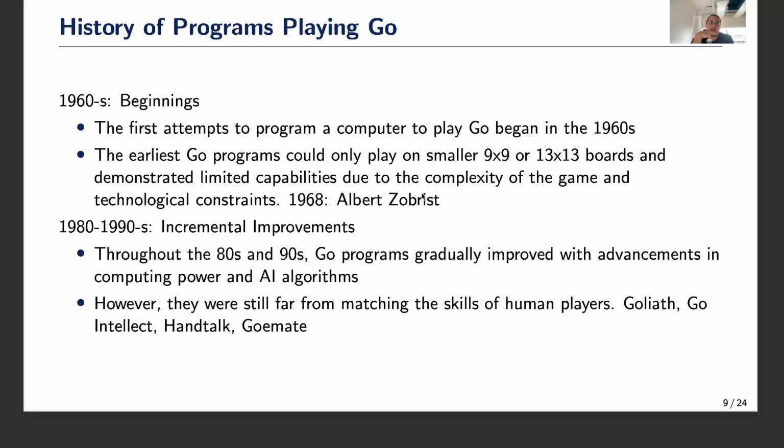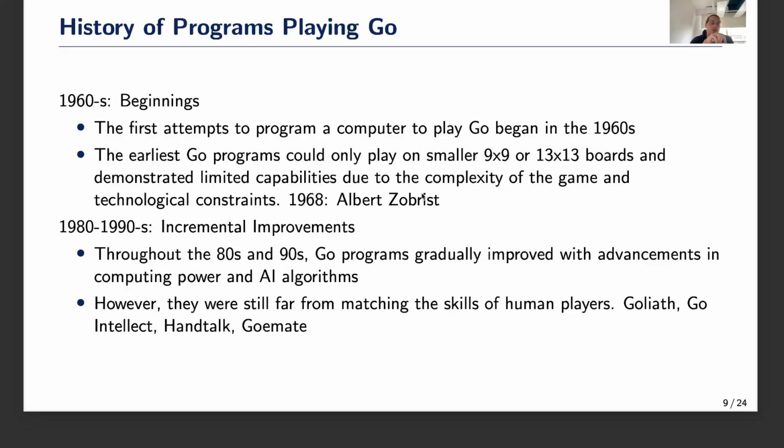Programs such as Galaf or Go Intellect, Handtalk, and Gourmet emerged. So these engines could analyze board position more intelligently and even beat beginner human players. But, and this is important, none of them came close to professional strength. In fact, even the best Go programs in the 90s played at about the level of a weak amateur, and only on small boards.